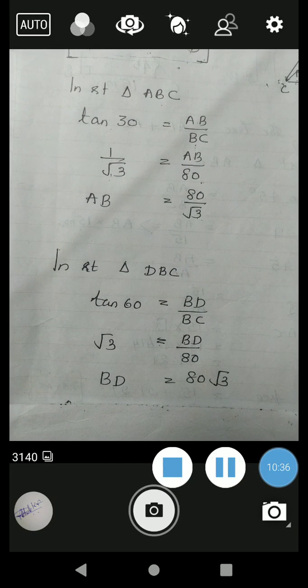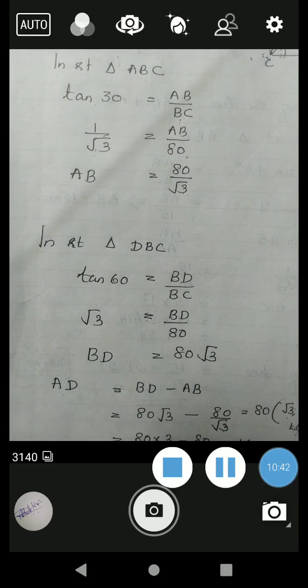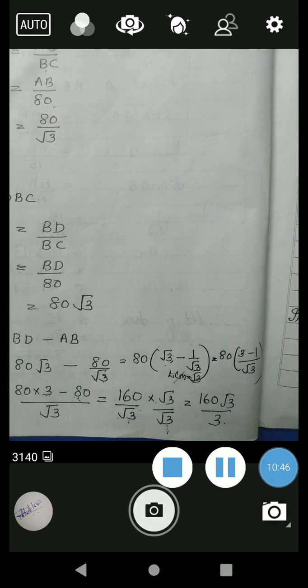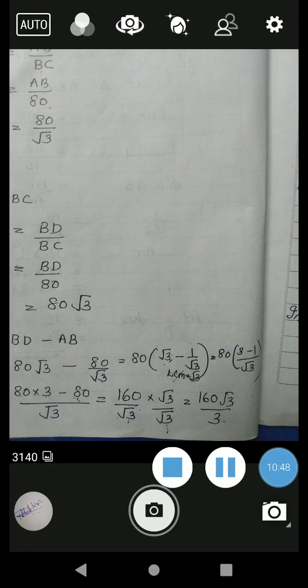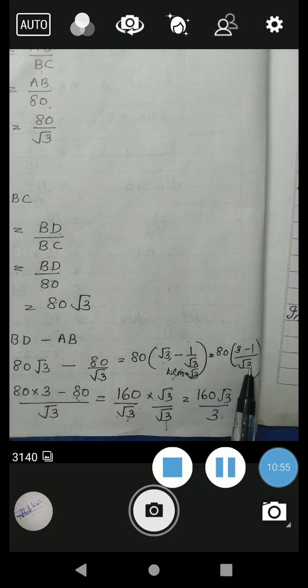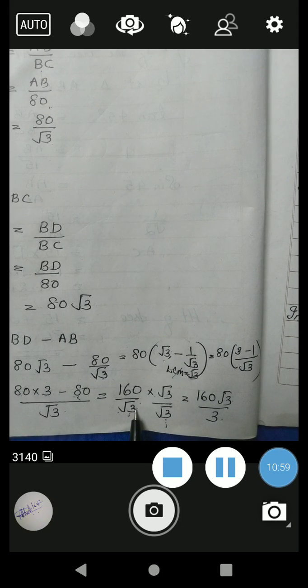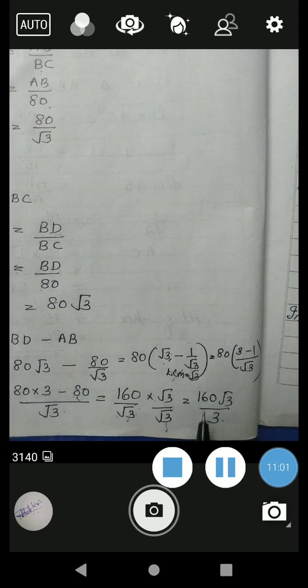Now we can connect these two. That AD is equal to BD minus AB, that is 80 root 3 minus 80 by root 3. Take 80 outside and simplify. You can see the steps. Take LCM here. At this stage, you will get 80 into 3 minus 1 by root 3. After doing this, you can rationalize the denominator. It becomes 160 root 3 by 3.